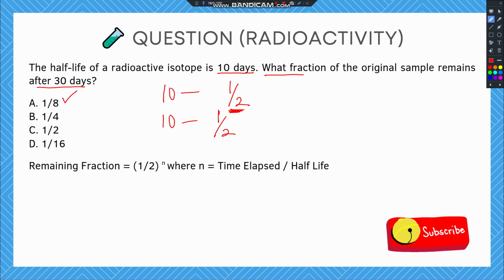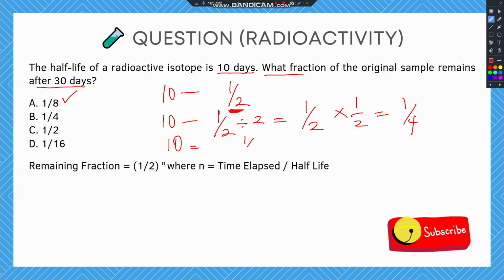So it will become 1 all over 2 divided by 2. This is equal to 1 over 2 times 1 over 2. This is 1 over 4. That's after 20 days. So after another half-life, which is another 10 days, it will now reduce from 1 all over 4, 1 all over 4 divided by 2. This is 1 over 4 times 1 over 2. This gives us 1 over 8.